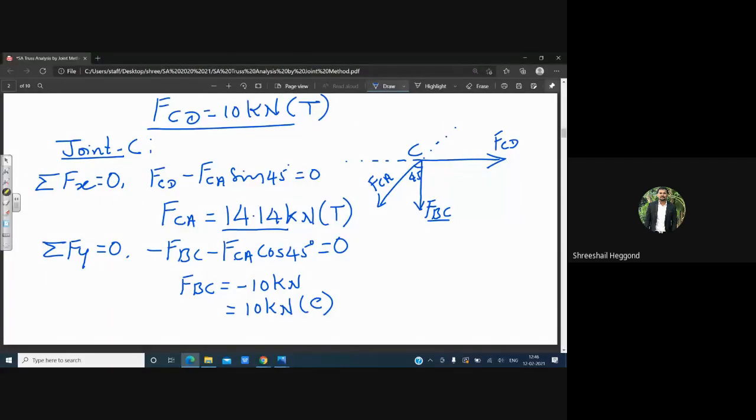Hope it is clear for everyone how to calculate the compression member as well as tension members. There is no doubt in this one. If you have any doubt, you can ask me anytime with respect to the subject related as well as with respect to any other components in your class.